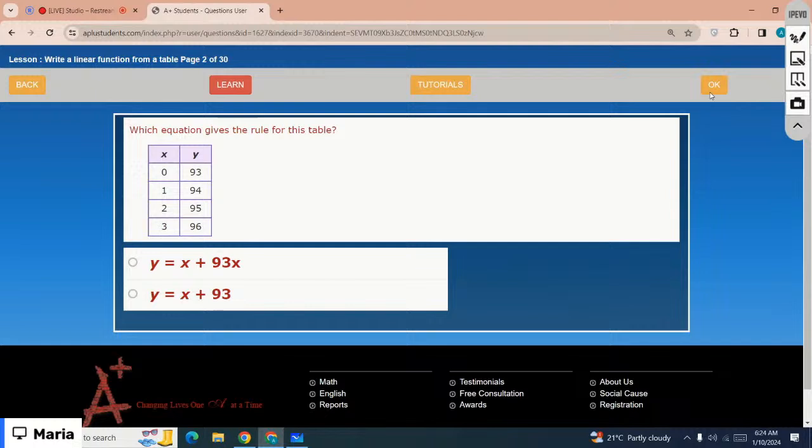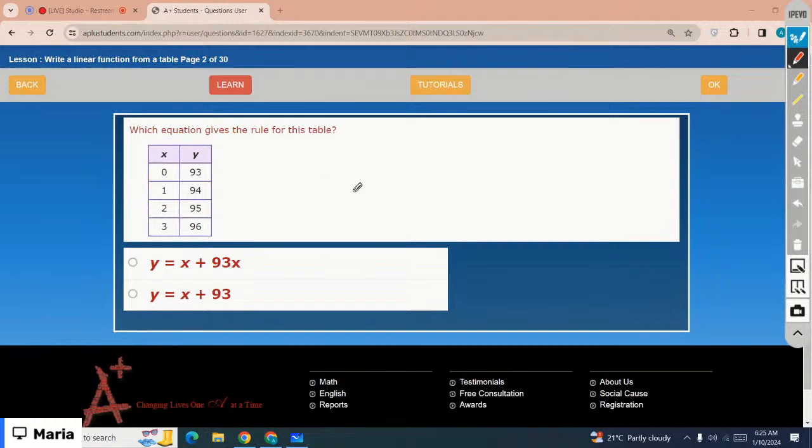Okay, the next one is which equation gives the rule for the table. So you have to find the two things, that is slope and the y-intercept. X is 0, y is 93. That is the point where the graph is touching the y-axis. So y-intercept is 93. The slope we have to see.